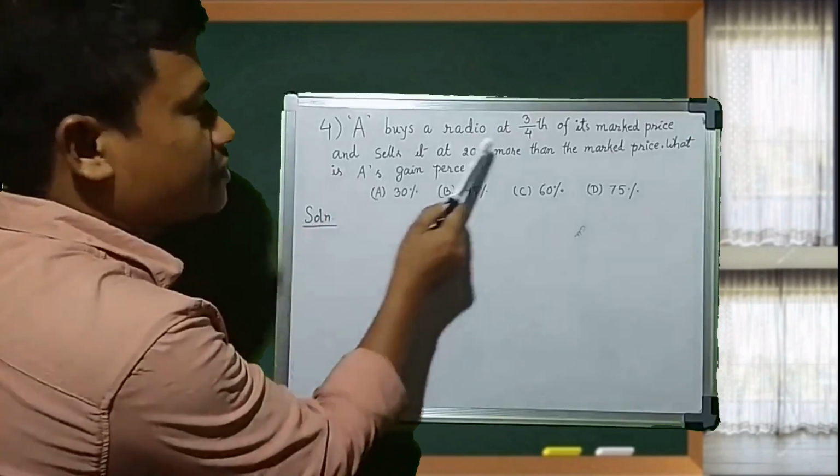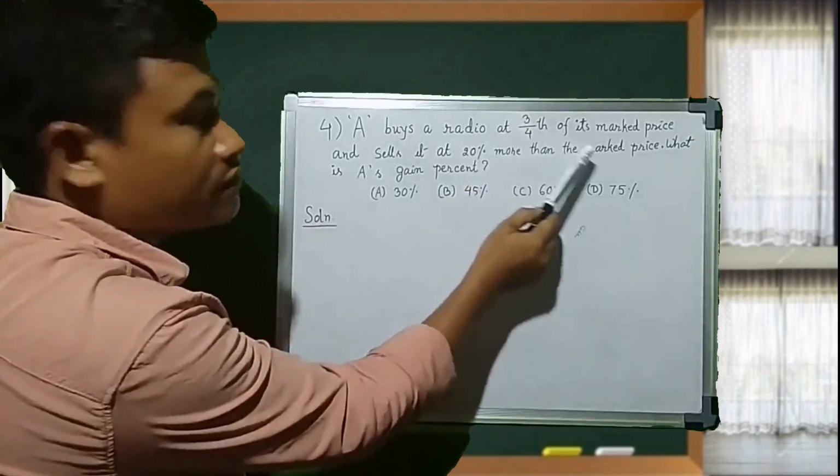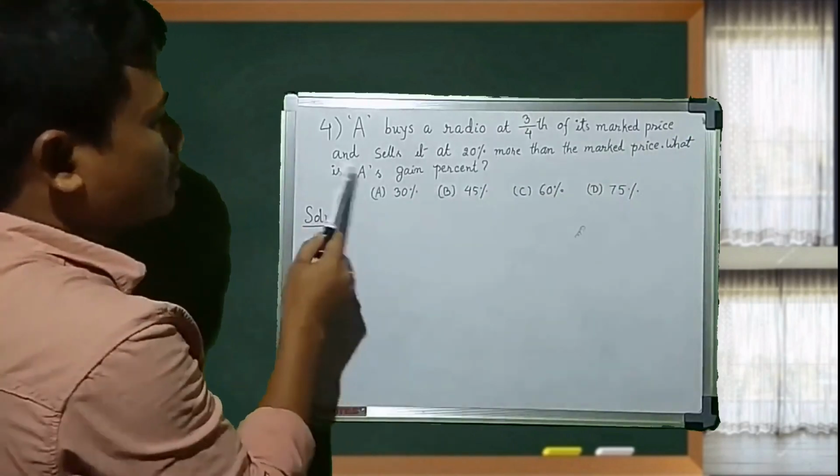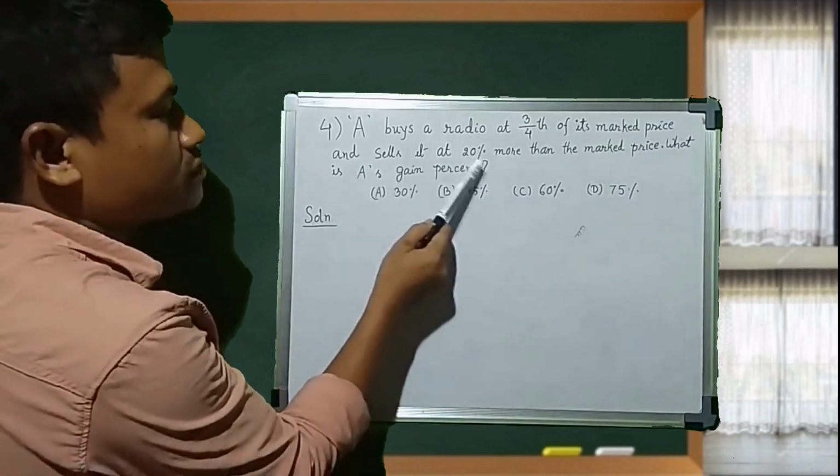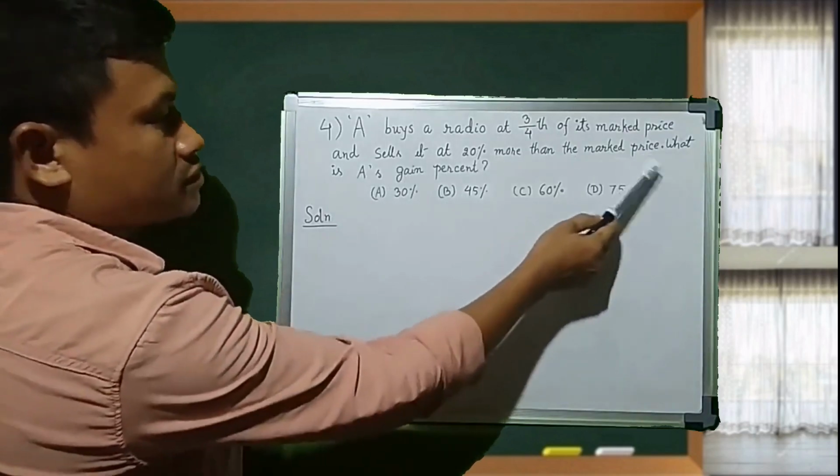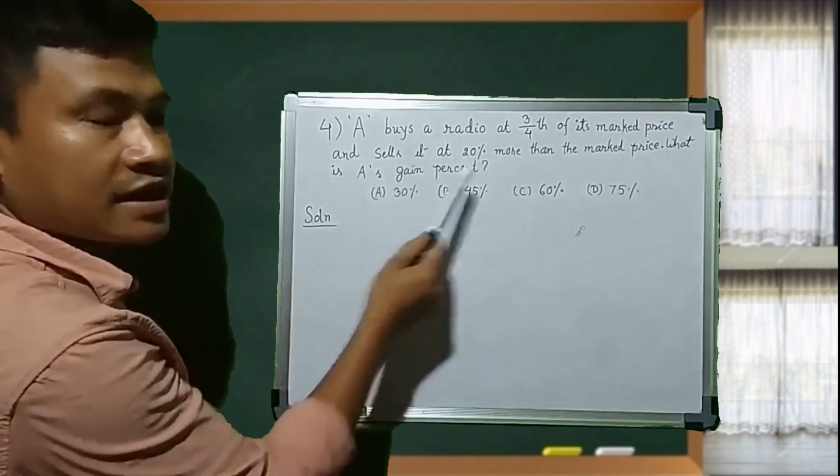A buys a radio at 3/4 of its marked price and sells it at 20% more than the marked price. So what is A's gain percent?